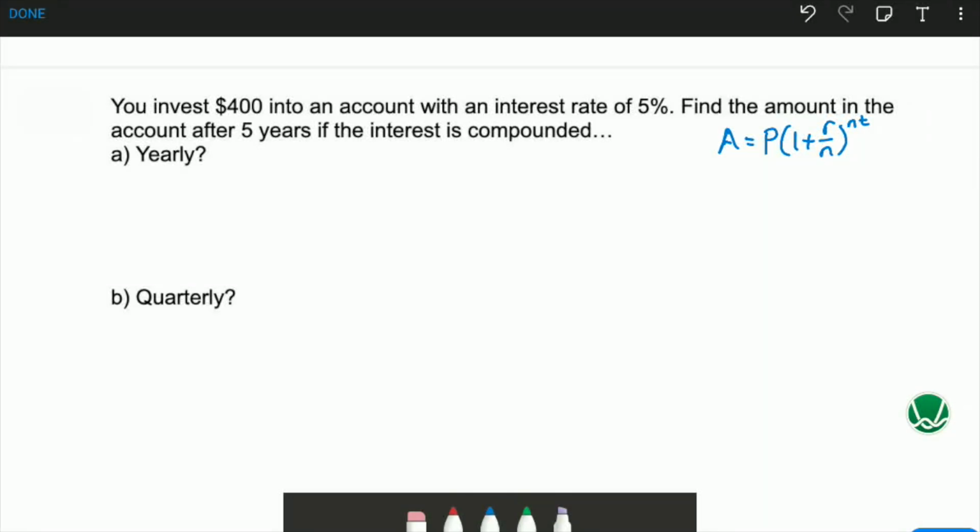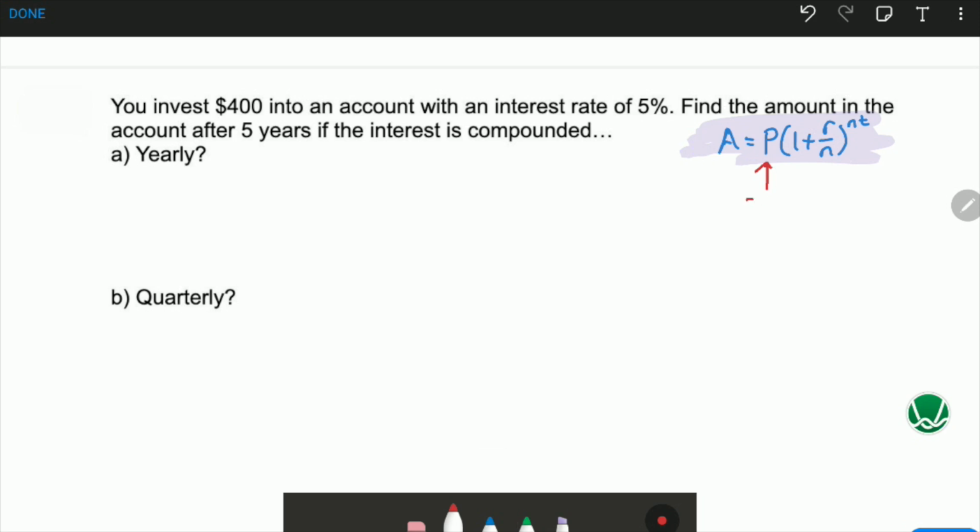In this example, we're investing $400 into an account that has an interest rate of 5%. We're going to be finding the amount in the account after 5 years if interest is compounded yearly and quarterly. So we're going to do it twice, once with a yearly compounding of the interest and once with the quarterly compounding. When we go to do this, the formula used for compound interest is A equals P times, in parentheses, 1 plus R over N, and then close the parentheses to the power of N times T.